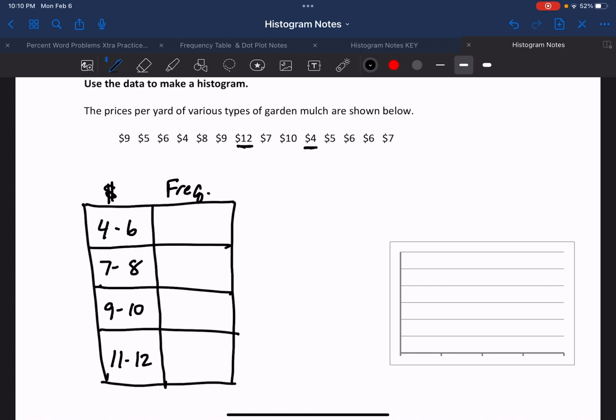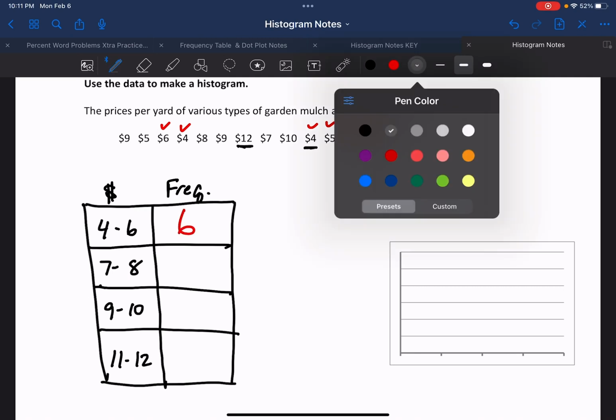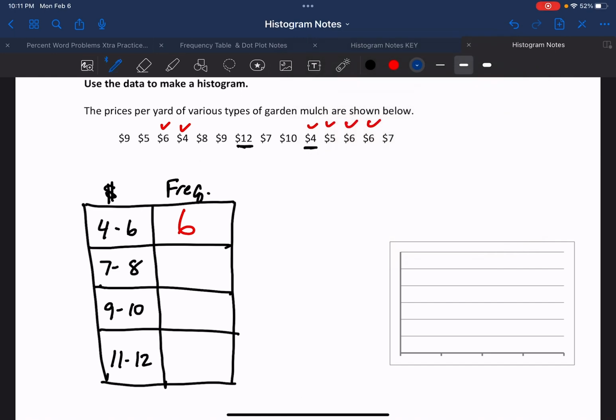at it this way. All right, so how many times do we see the number 4, 5, or 6 show up in this first category? Well, I'm going to use my colored pens here. I see 1, 2, 3, 4, 5, 6. I'm going to write 6. Okay. My next one, let's see, category 7 to 8. So I have 1, 2, 3.